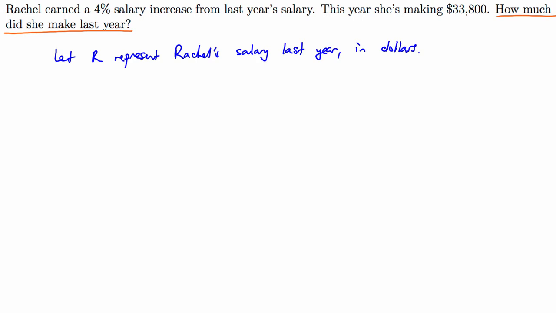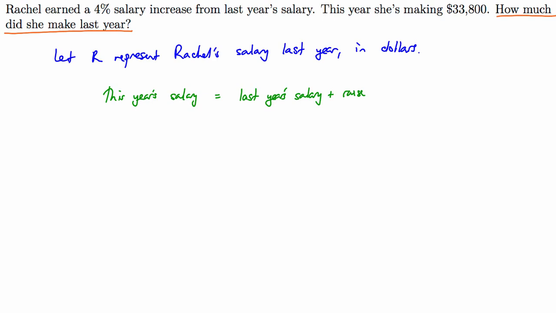To begin setting up an equation, I need to recognize the context we're working in. To calculate this year's salary, I would need to start with last year's salary, and then add on the raise that she received. And combining last year's salary plus the raise would tell us this year's salary.